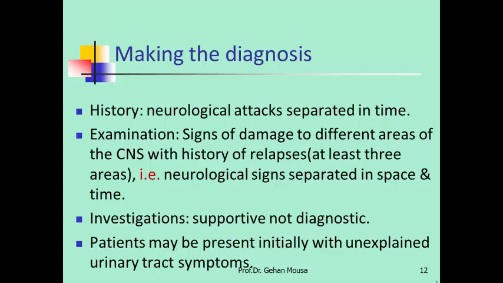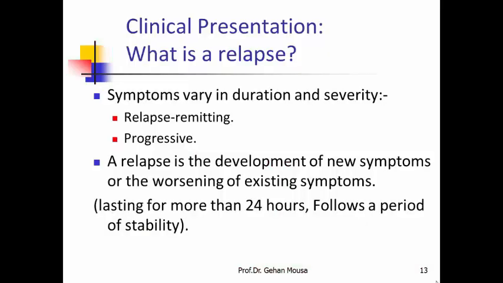Another sign that helps confirm MS, besides the different attacks of neurological signs separated in space and time, is the presence of unexplained urinary tract symptoms, as we will discuss later. The symptoms of MS differ according to the duration and severity of the attack.